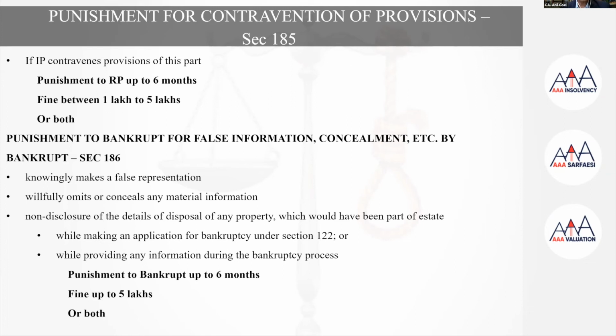In case he doesn't declare any information, doesn't declare any asset, conceals any asset, knowingly makes a false representation, willfully omits or conceals any material information, or does not disclose the details of properties, while making an application for the bankruptcy order under section 122, or while providing information in the bankruptcy process, the punishment is 6 months or 5 lakhs.